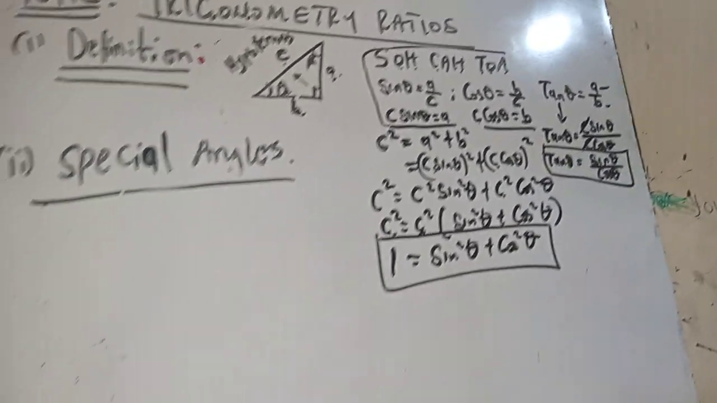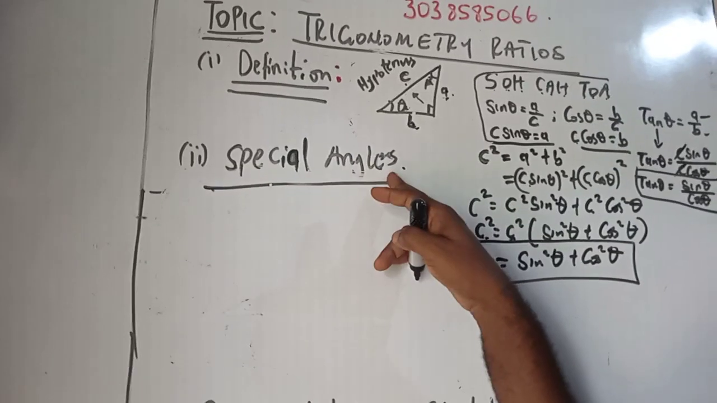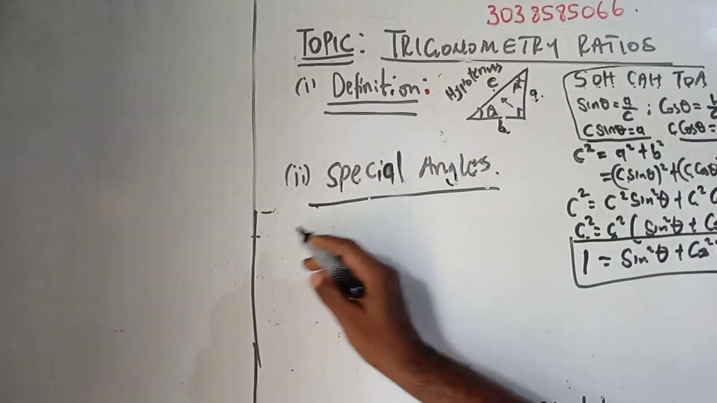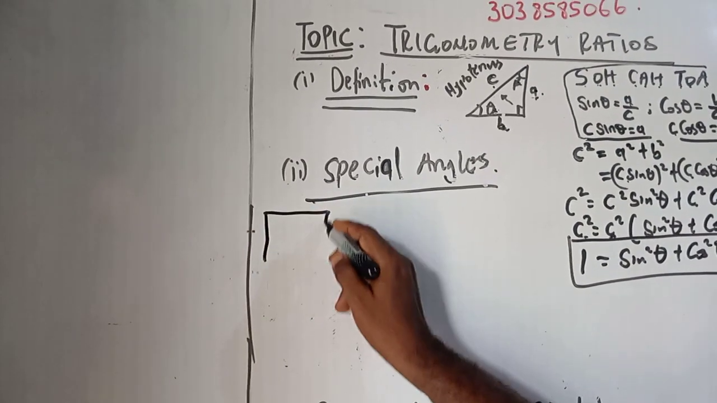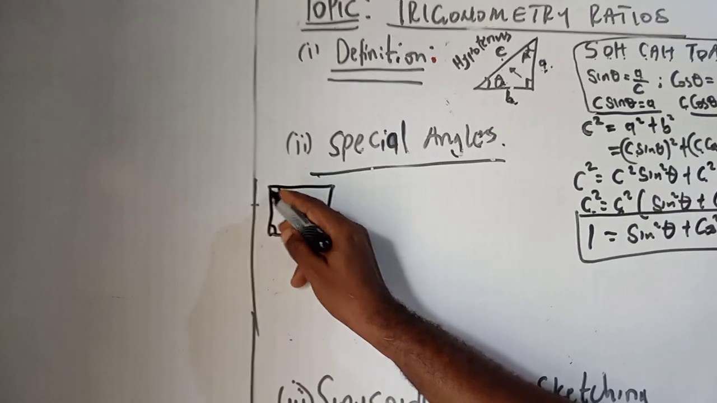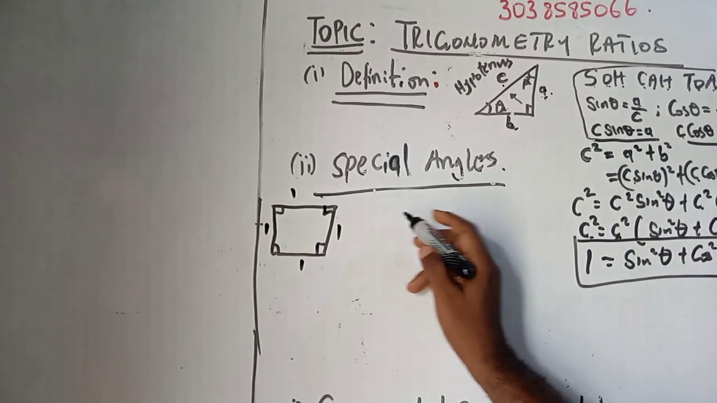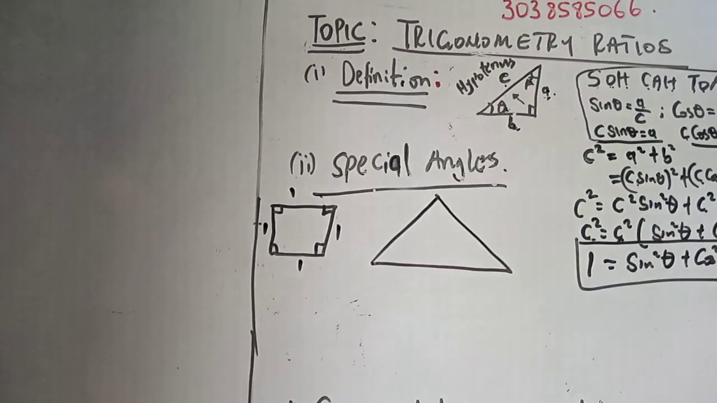So now we want to go into what is called special angles. When we talk about special angles, we need to remember this. We consider a square of side 1 unit, and we also consider a right angle triangle.